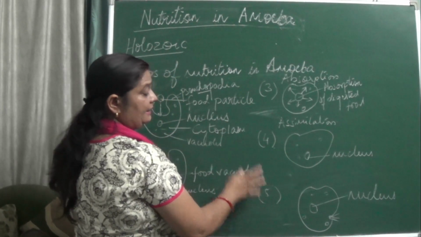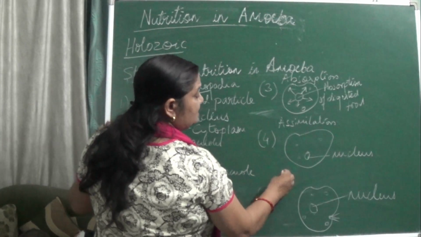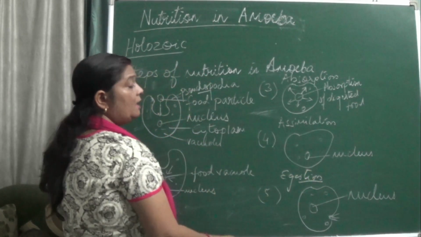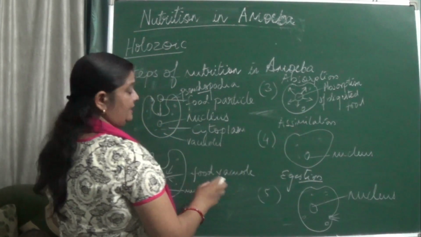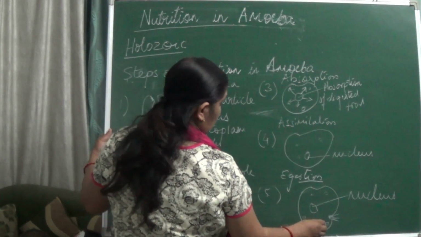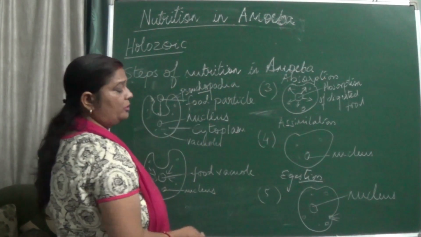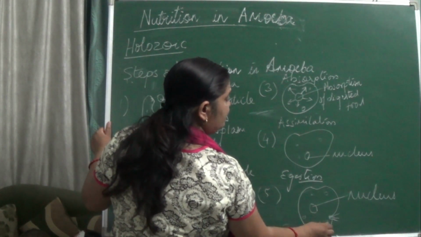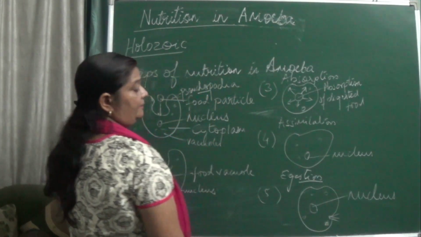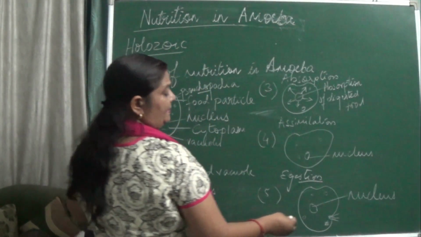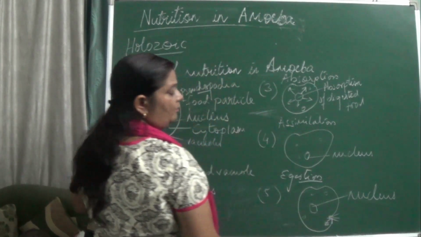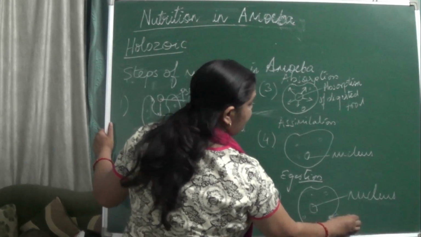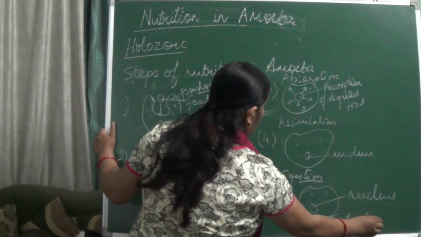Now here, the last step is egestion. In this, when the food is being digested, some undigested food is also present, but in a very microscopic form. Once the undigested food is considerably accumulated, it goes out through the body surface, through the cell membrane, outside, and it is egested out. And this is the process of egestion.